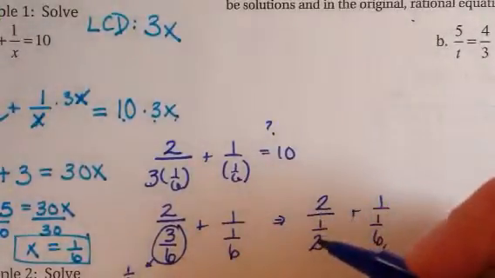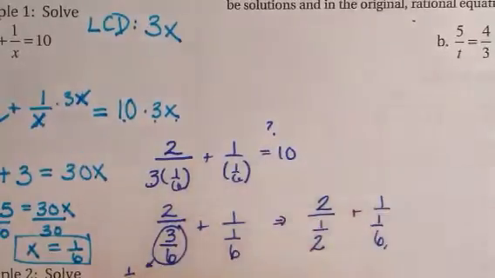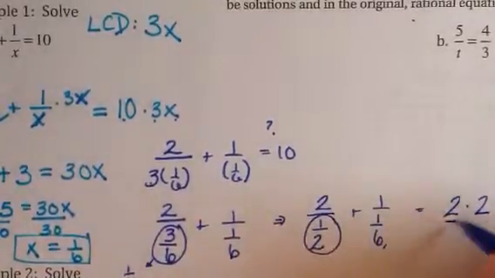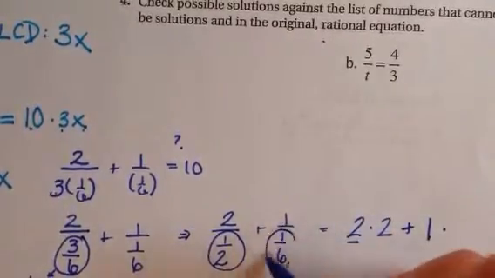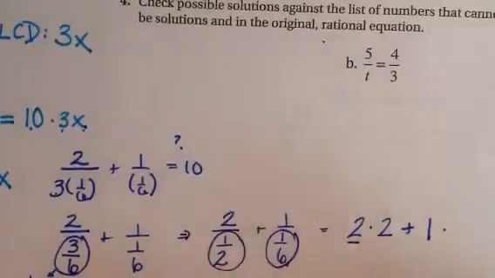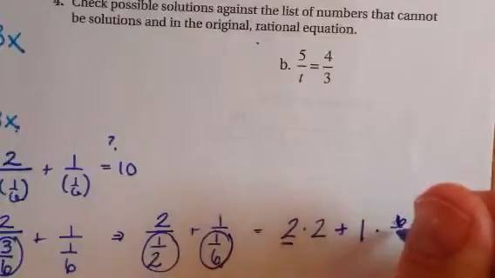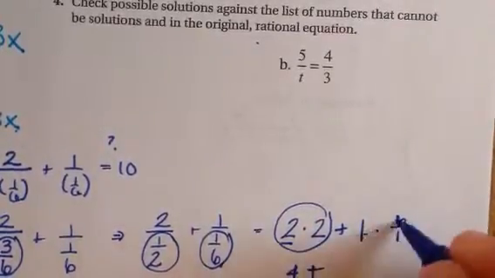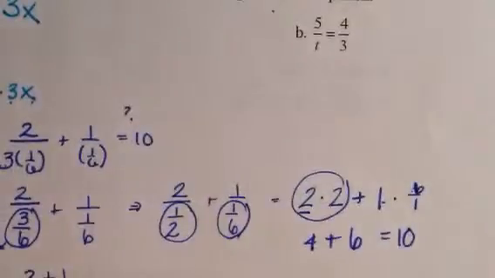So in order to clear out, instead of dividing by 1/2, I'm going to multiply by the reciprocal. So I'm going to have 2 times 2, because the reciprocal of 1/2 is 2, plus 1 times, instead of dividing by 1/6, I'm going to flip it and multiply by the reciprocal, so times 6 over 1 or 6. So 2 times 2 is 4, plus 1 times 6 is 6, and 4 plus 6 is 10, so therefore my solution holds true.